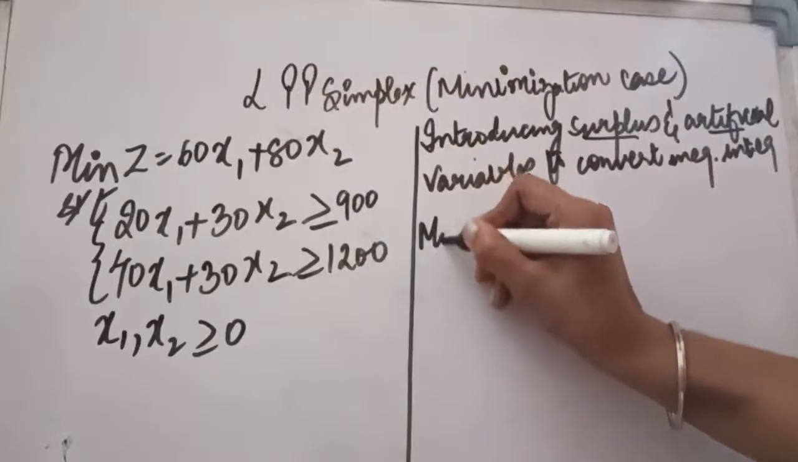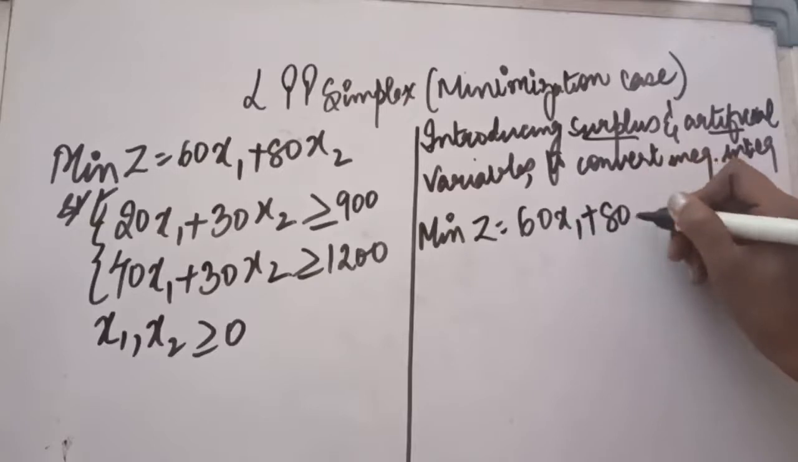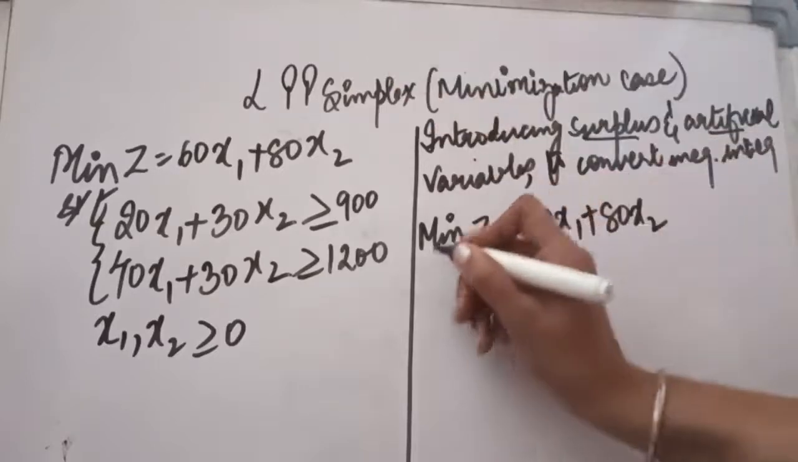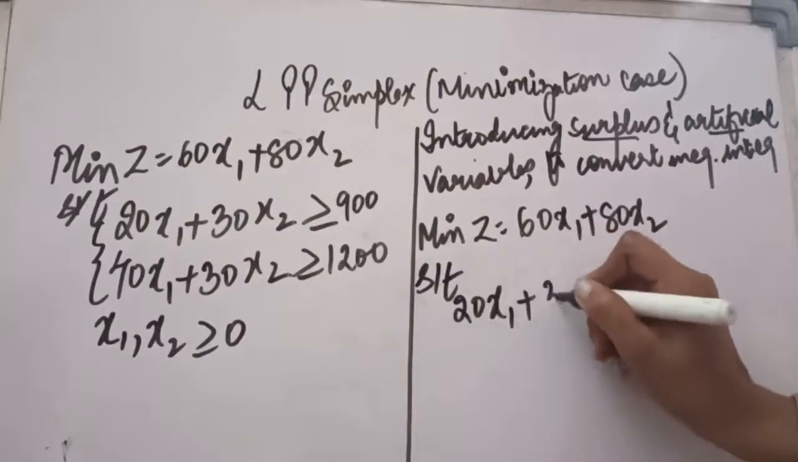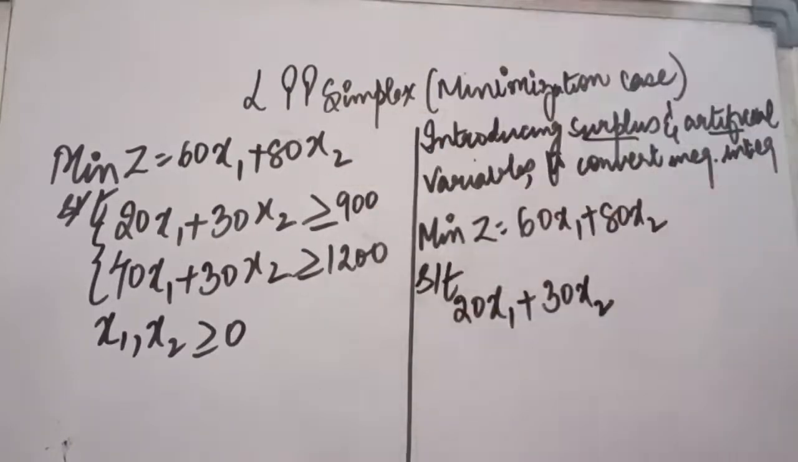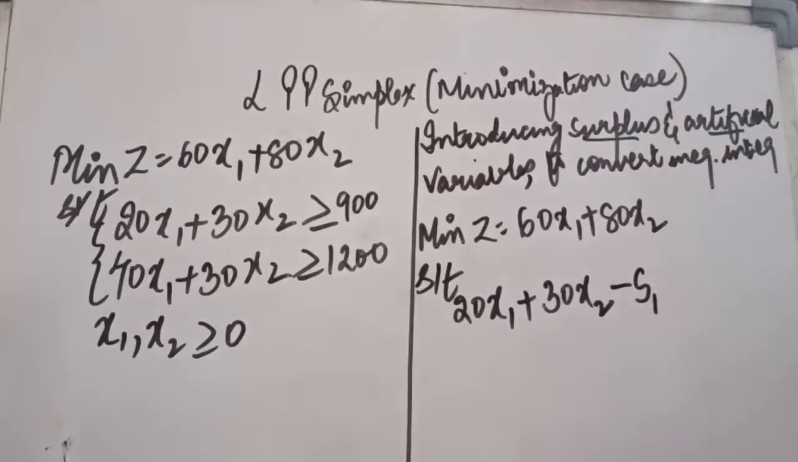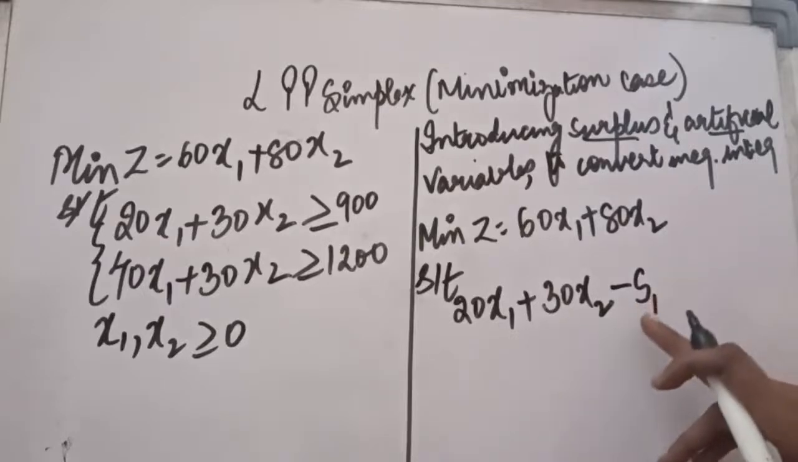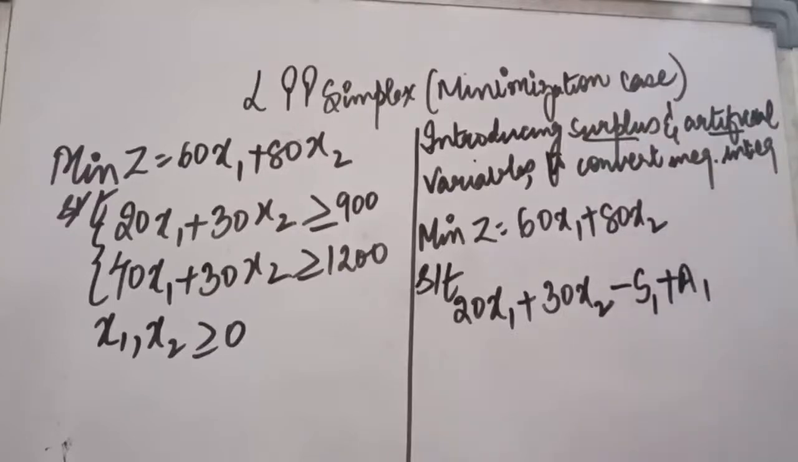So first of all, write down the minimize z as it is. First we will see which variables we are going to add, so I am copying the same. Then the constraints: the first constraint is 20x1 plus 30x2. Whenever a greater than sign is there, it means there is some surplus, so we will always write a minus surplus variable, minus s1. Whenever a surplus variable comes, an artificial variable will also be introduced to balance the equation. So minus s1 plus a1.